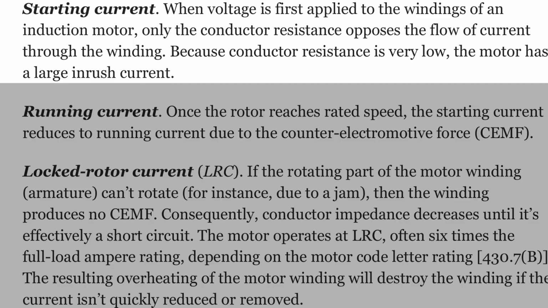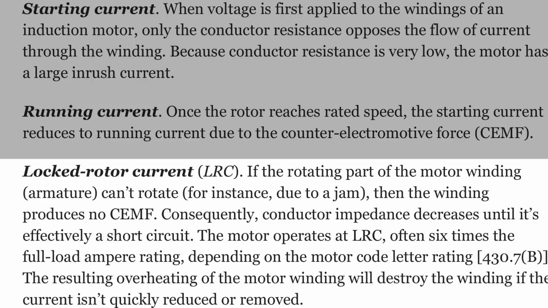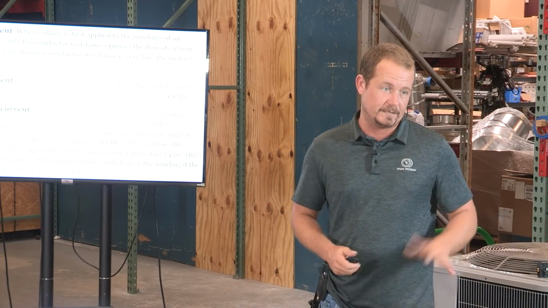Here's a lot of words. I'm not going to read all the words, but starting current is when the voltage is first applied to the windings. There's no back EMF, so it's always going to be high initially for those first couple cycles. Running current is what it is once the motor is up to speed and the back EMF, or counter EMF, is in place, causing inductive reactance, which gets that electrical resistance up and gets your current down. And then locked rotor current, or locked rotor amps, is if that motor is remaining locked. What is the current it's going to draw if it stays locked? It's not physically moving. 5 to 6 times your regular running amps is what that's going to be.